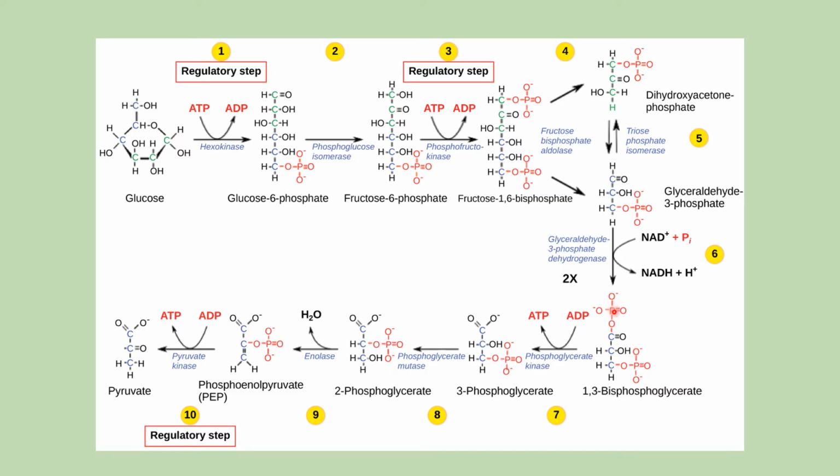You remove one of those phosphates, stick it on ADP. So you just stuck another phosphate on it, making ATP. You're left with 3-phosphoglycerate. Shift that from the number 3 carbon to the number 2 carbon to 2-phosphoglycerate. Remove the water. End up with phosphoenolpyruvate. And then take off the last phosphate group, stick it on ADP, forming ATP, and you end up with pyruvate.